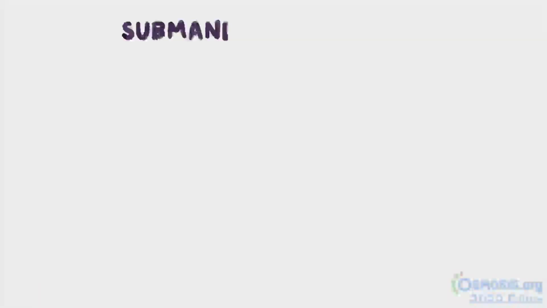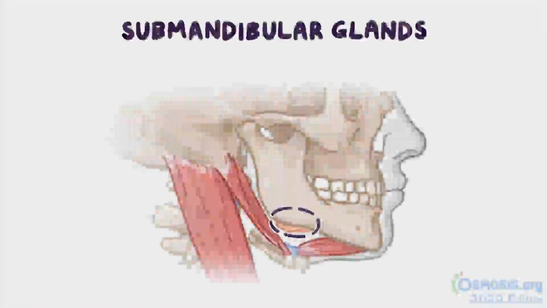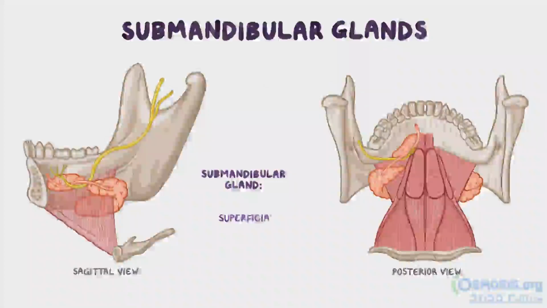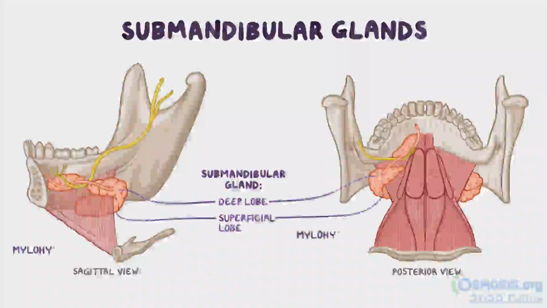Now let's look at the submandibular glands, which are located near the posterior half of the mandible in the submandibular triangle. Each submandibular gland has a superficial and a deep lobe. The superficial lobe lies inferior to the body of the mandible and superficial to the mylohyoid muscle, while the deep lobe lies deep to the mandible and the mylohyoid muscle.